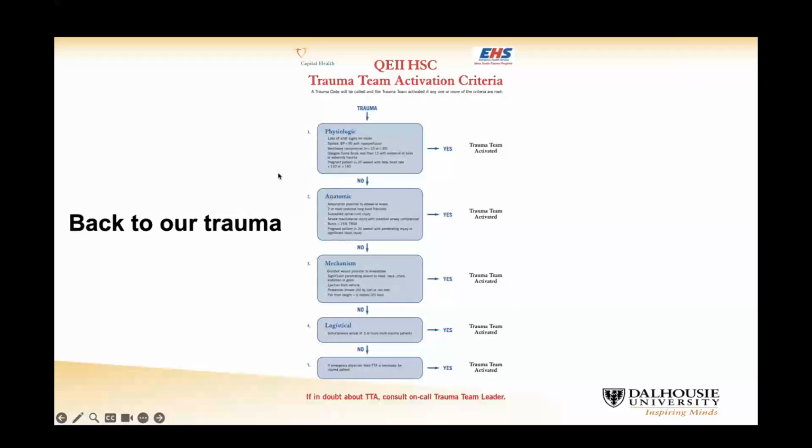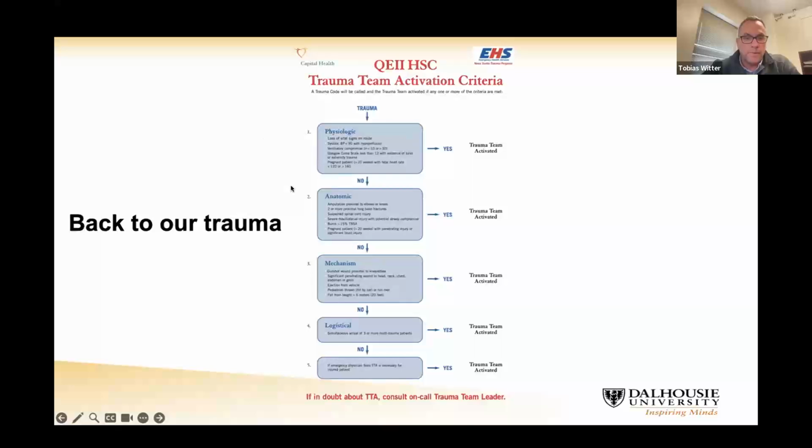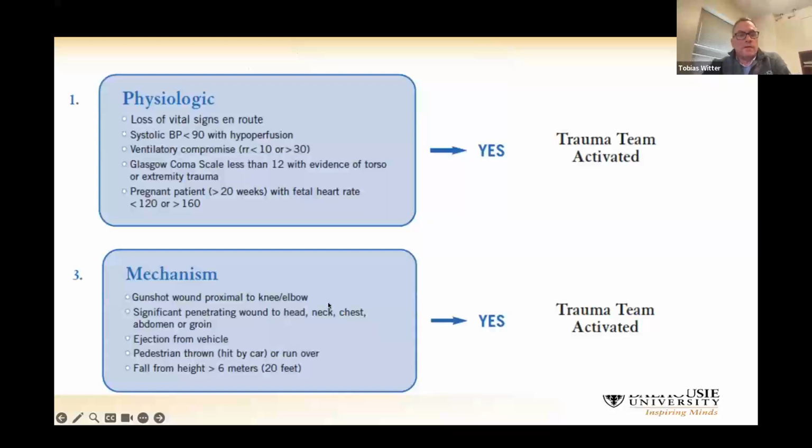We have anatomic issues, meaning loss of limb, for example. We have a spinal cord injury, and so on and so forth. We have mechanisms: penetrating injuries, gunshot wounds, ejection from a car, for example. Logistical, sometimes, especially when you have multiple people there, you just need the additional resources and activate it. And then last but not least, at the discretion of the trauma team leader, they can activate if they think it's indicated.